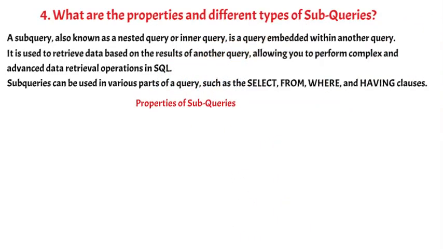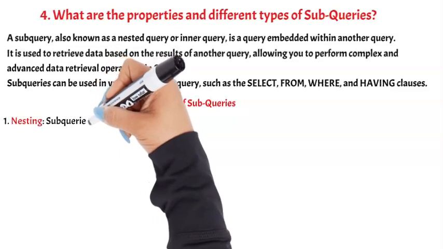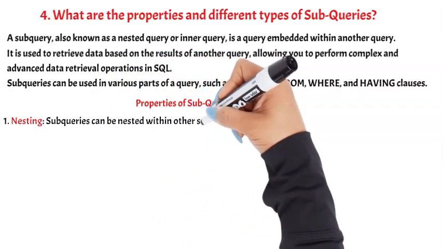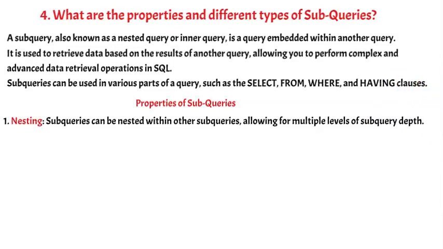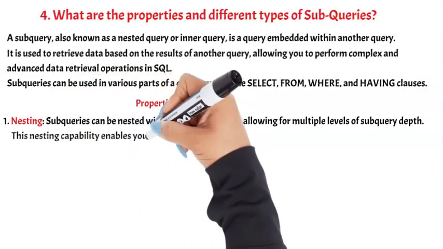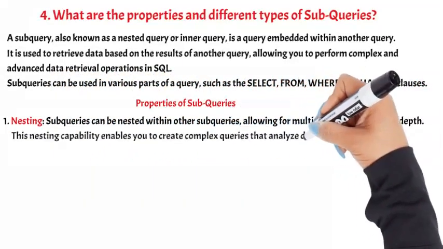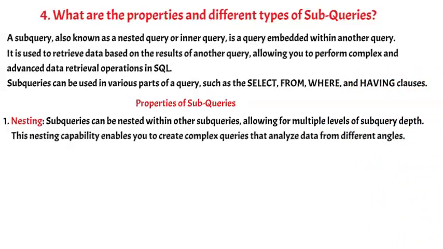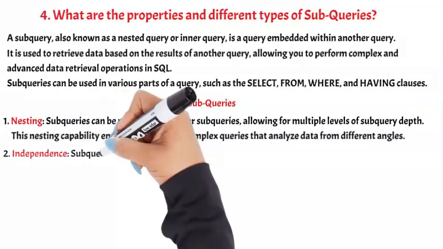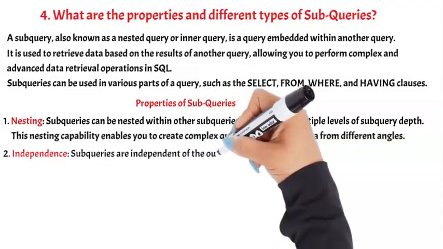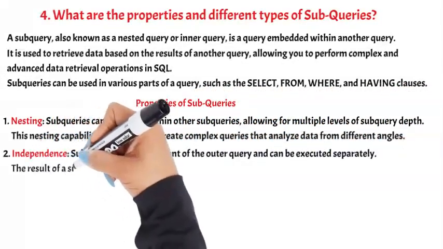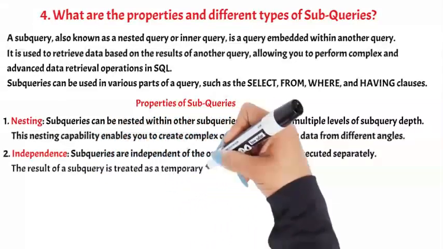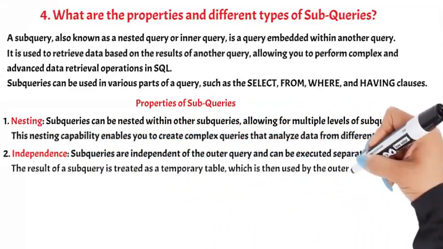Properties of subqueries. 1. Nesting. Subqueries can be nested within other subqueries, allowing for multiple levels of subquery depth. This nesting capability enables you to create complex queries that analyze data from different angles. 2. Independence. Subqueries are independent of the outer query and can be executed separately. The result of a subquery is treated as a temporary table, which is then used by the outer query to perform further operations.